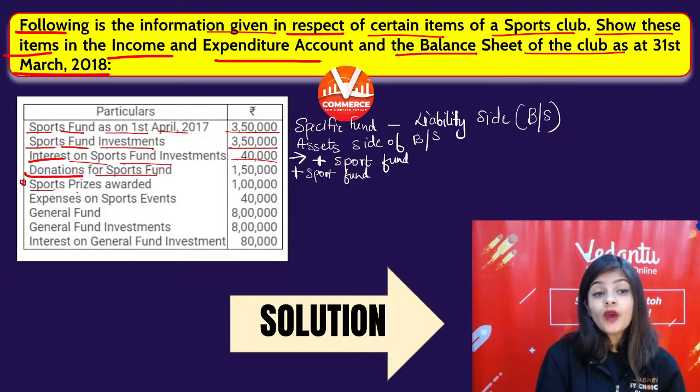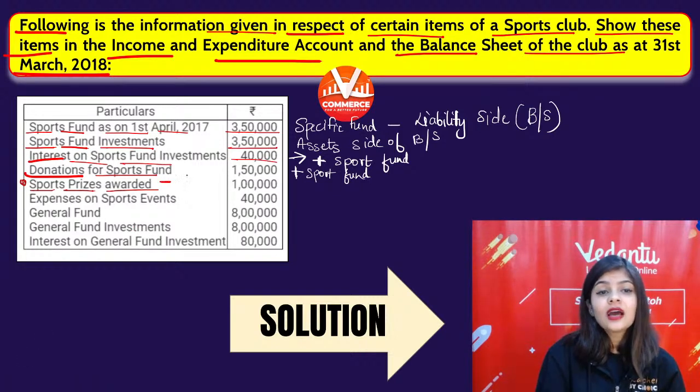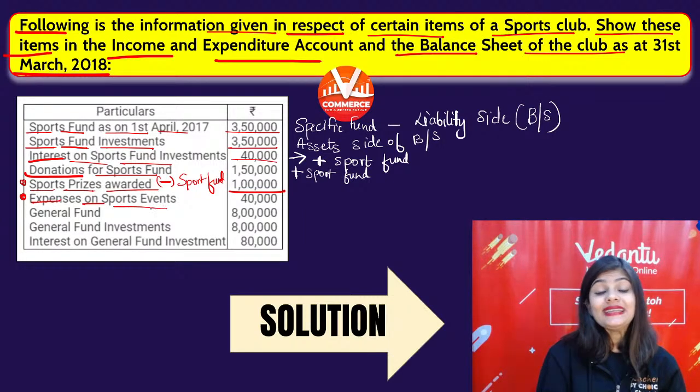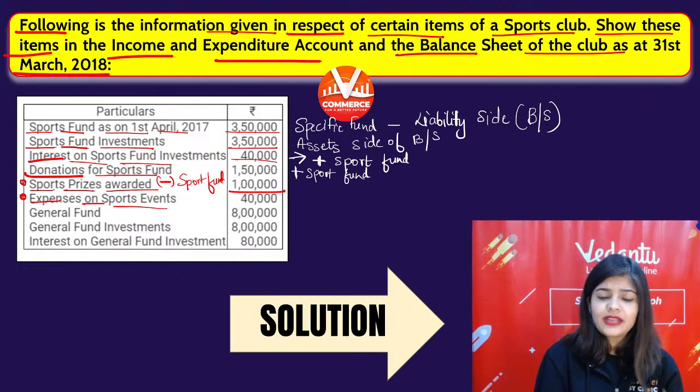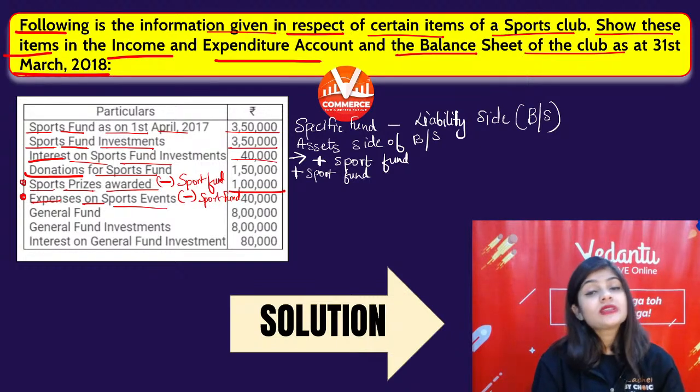Then sports prizes awarded. You are giving prizes, so it is an expense. Sports prizes awarded, it is an expense. You will subtract 1 lakh rupees from the sports fund. Hi Dilip. Then expenses on sports event. It is clearly mentioned that it is an expense. So you will subtract it from the sports fund.